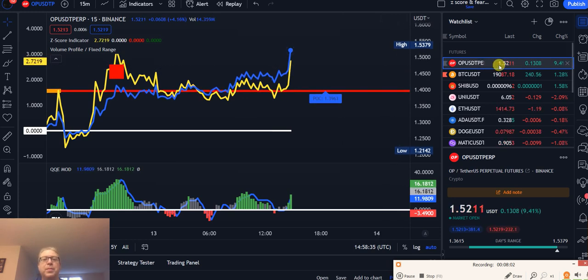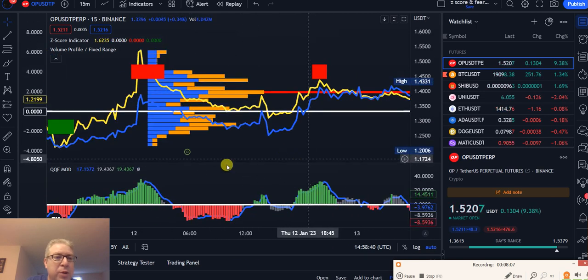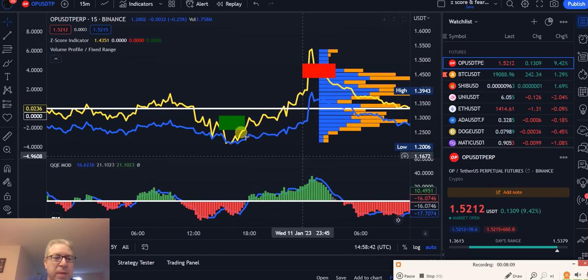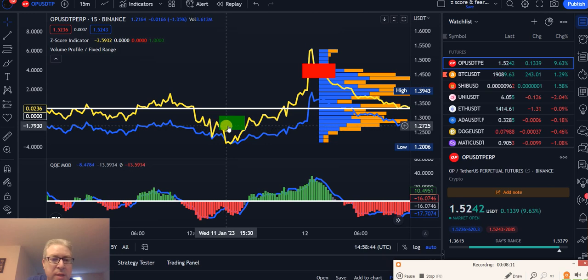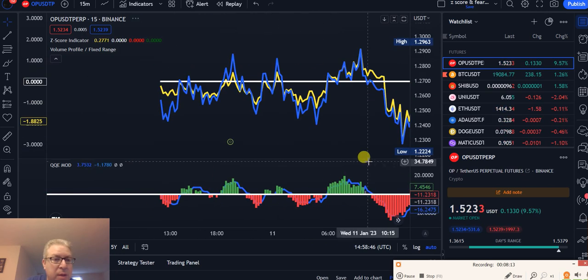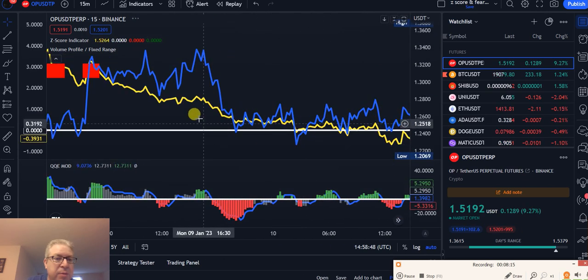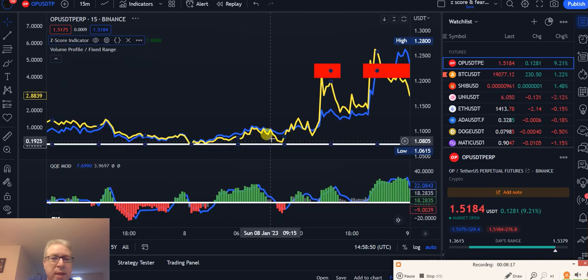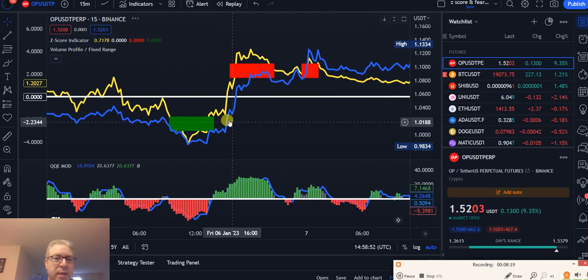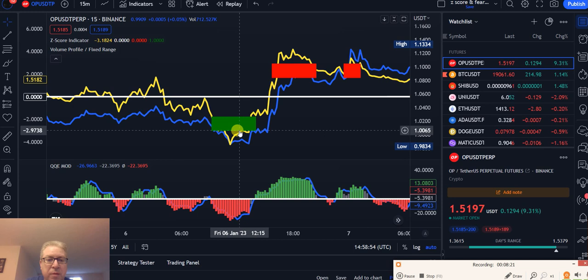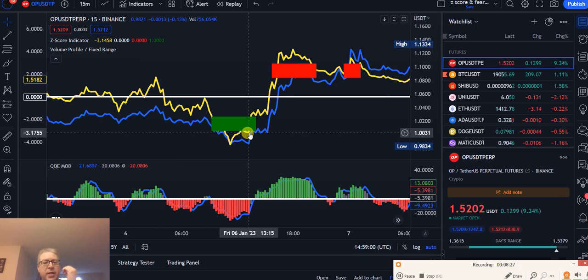153, optimism to the moon. Where could you have gone into optimism? This was the original trade. No, there was another trade. I think it was around 120. Something like that, even before that. Friday the 6th, last week. Okay, last week. How crazy is this?